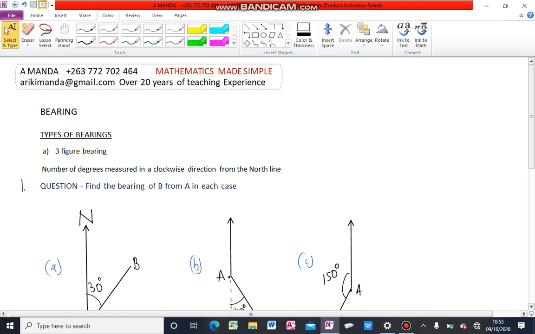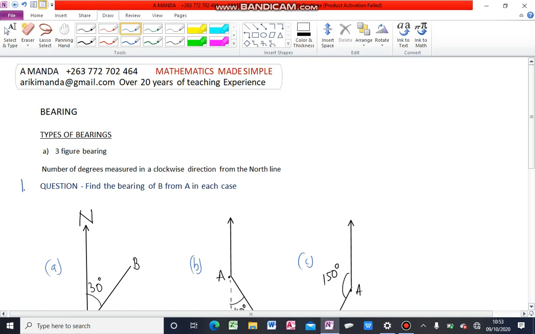Today we are looking at bearing. With bearing, we are simply calculating an angle. There are two types of bearing: three-figure bearing and compass bearing. Today we will look at three-figure bearing, which is the number of degrees measured in a clockwise direction from the north line.